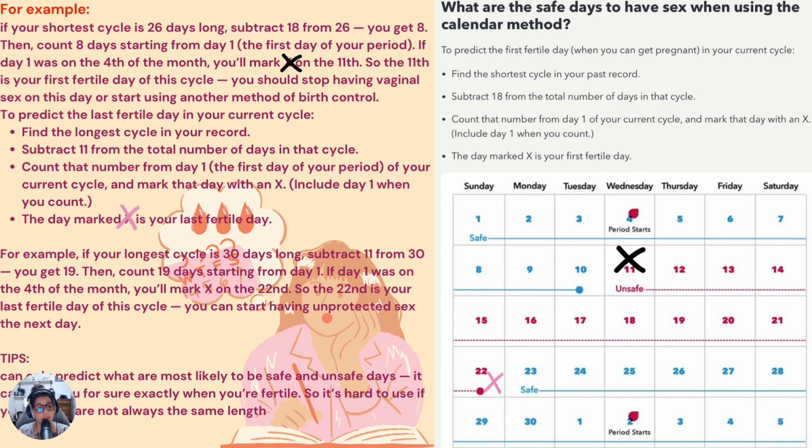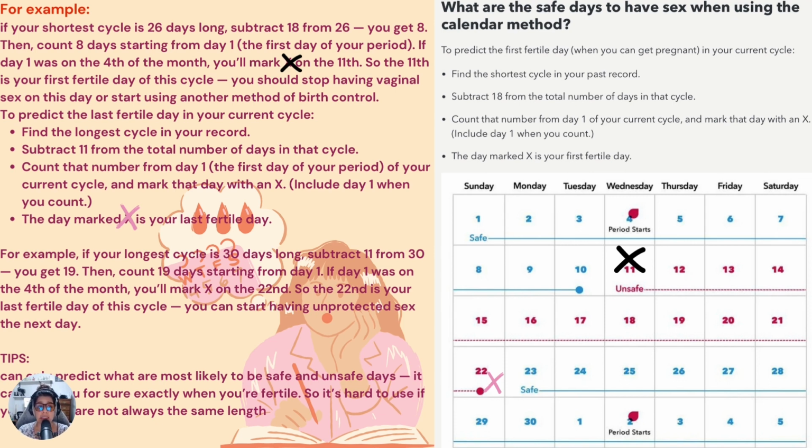You should stop having sex on this day or start using a different method of birth control, meaning condoms, probably, because there are more chances of you getting pregnant during this time.